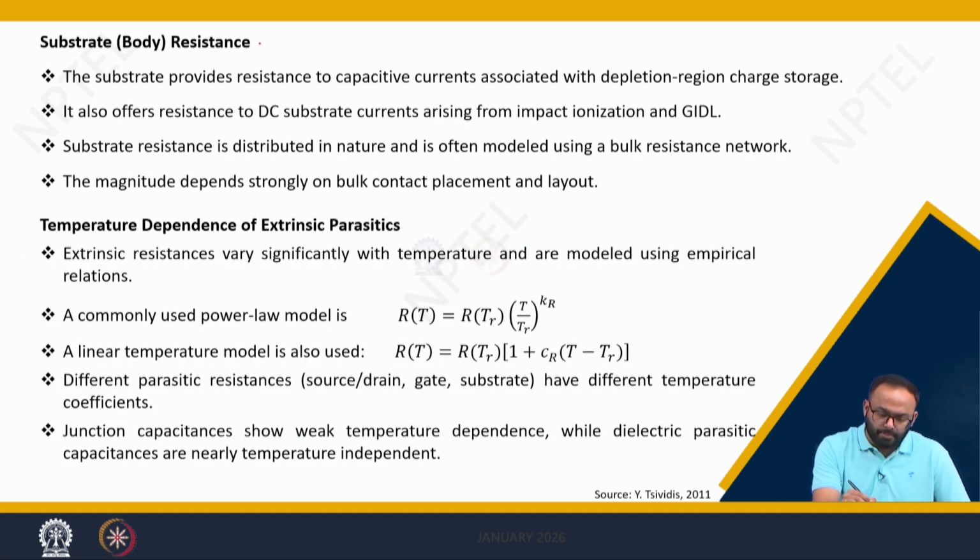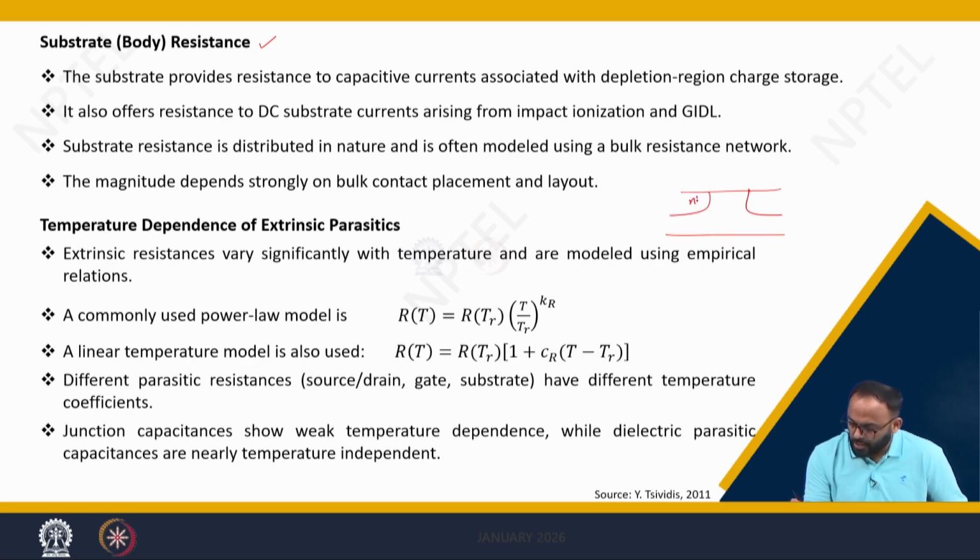Now we do have similarly substrate body resistances. As we have seen already in the MOSFET, you have a p-type body, and when we were discussing GIDL, when we were discussing drain to body current, we said that because of this substrate current, because of this substrate resistance, there is a significant potential drop and an intrinsic BJT operation starts, and we were discussing the snapback action. That is due to the substrate resistances.